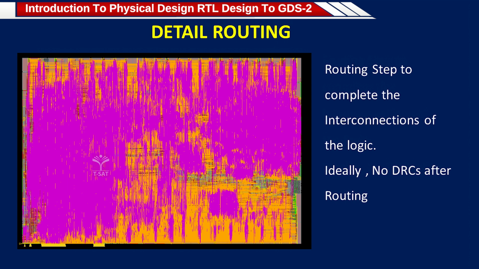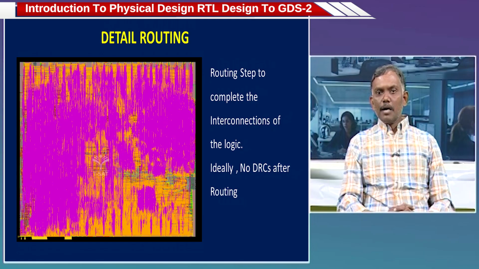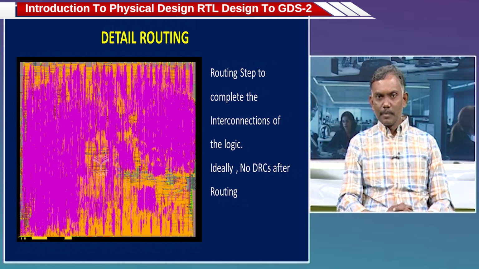The main goal of detailed routing is that we should not see any DRCs, meaning design rule check violations. If you recollect our early discussions, the tech file contains the metal layer information with rules: minimum spacing, minimum width, enclosure rules. All those rules we should meet after completion of routing. We should not have even a single violation after detailed routing. That is called a DRC check, design rule check.